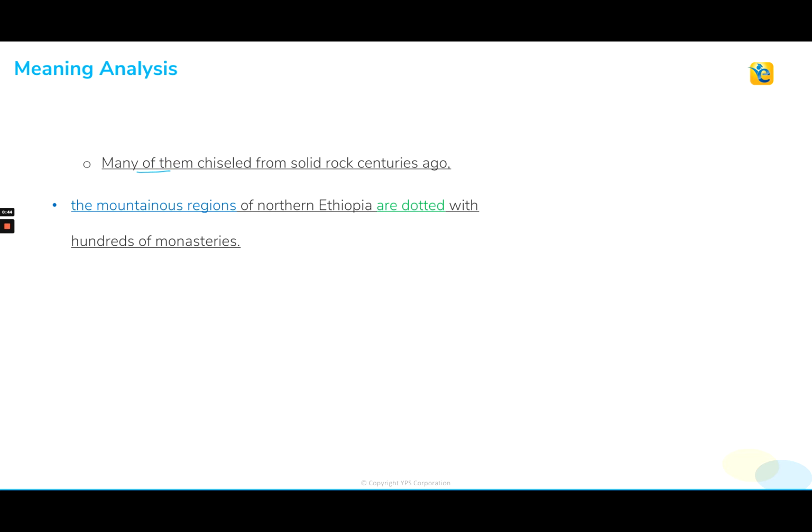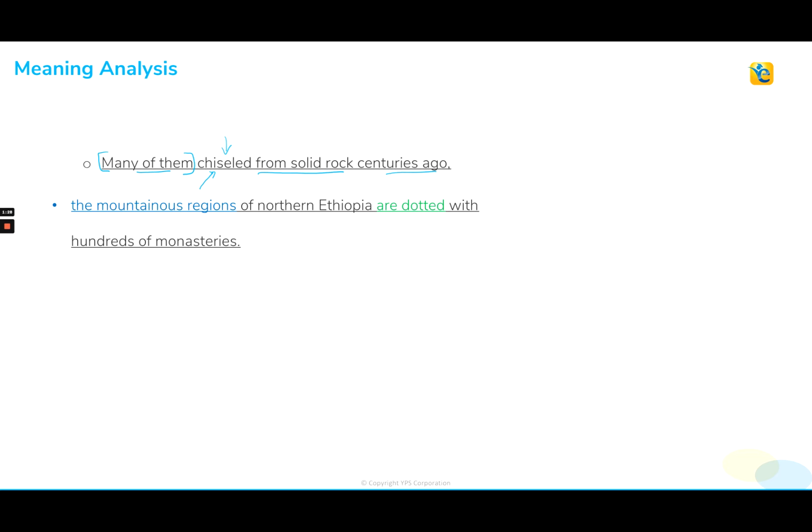Many of them chiseled from solid rock centuries ago. Okay, so this sentence is talking about some entities that are numerable in number, and these entities were carved out with the help of chisels and hammer from solid rock many years ago. Now, why am I able to say that many of these entities were carved out with the help of chisels and hammer? Because of the specific use of the word chiseled, and that's the beauty of this sentence.